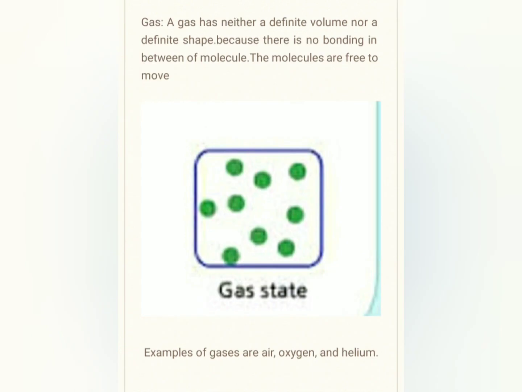But a gas has neither a definite volume nor a definite shape because there is no bonding between the molecules. The molecules are free to move. In this figure you have seen the molecules are not touching each other. They are totally free to move here and there. Examples of gases are air, oxygen and helium.